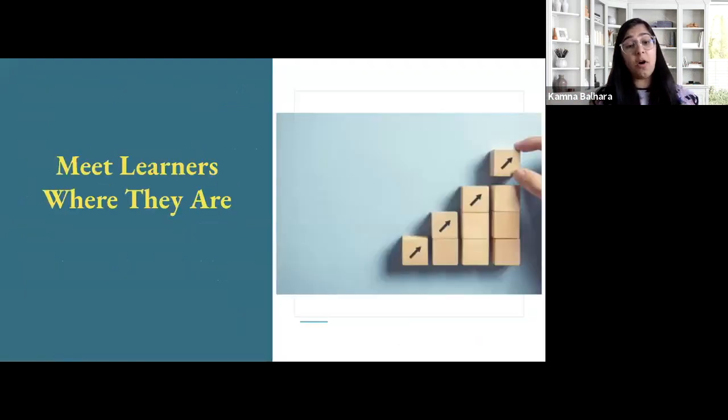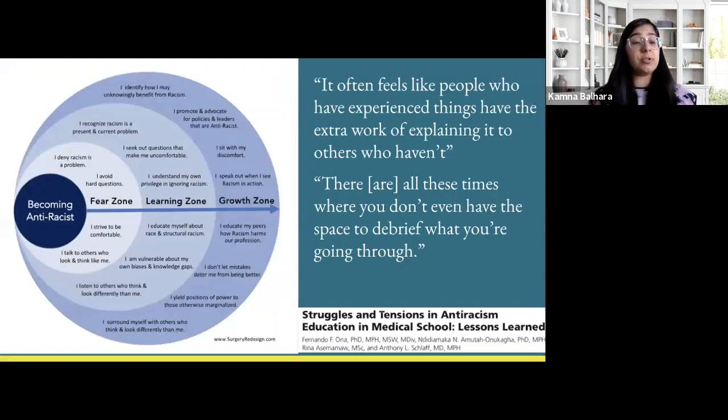Next, just as all our faculty members aren't going to be on the same page coming in, our learners are also coming to the table with different needs, expectations, and comfort levels. So it's important to meet your learners where they are and not assume that they're all on the same page. Previous attempts at anti-racist curricula in health professions education have shown that individuals and groups are in very different places in how they understand racism and in their willingness to accept racism as a determinant of health.